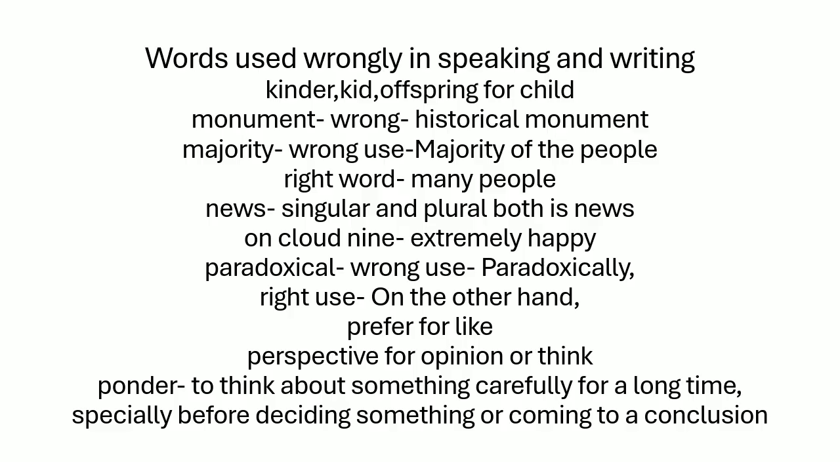Kinder, kid, offspring for child. Firstly, kinder is the short form of kindergarten, which means a class or a school for small children, usually between the age of 4 to 6. So it has nothing to do with child or children. Kid is informal and it is used for a specific age group for very small children. The right word is child, which can be used for the people up to the age of 12. Till 6 it is early childhood and then it is late childhood.